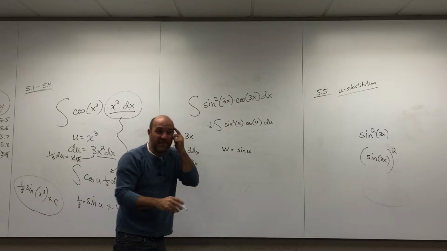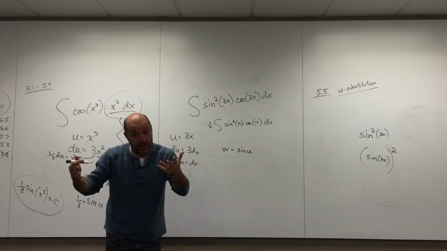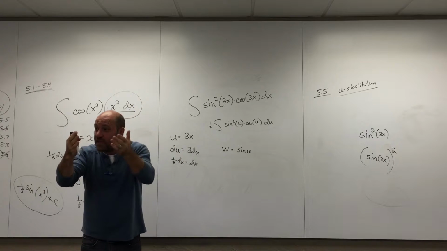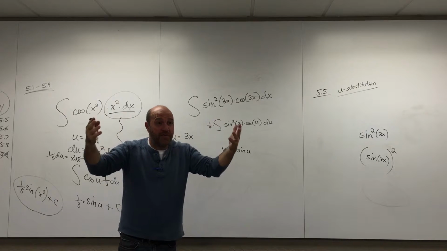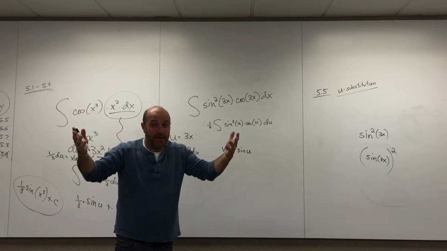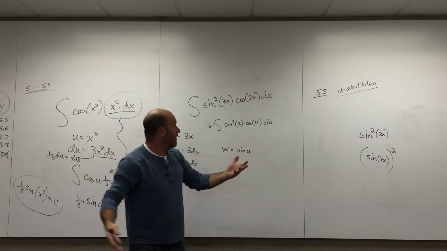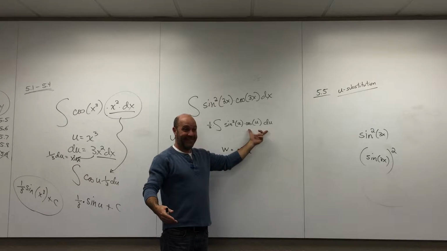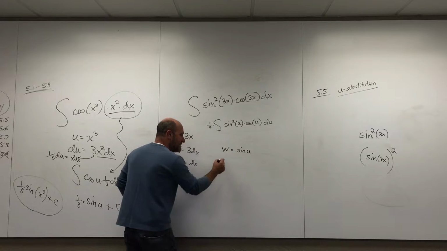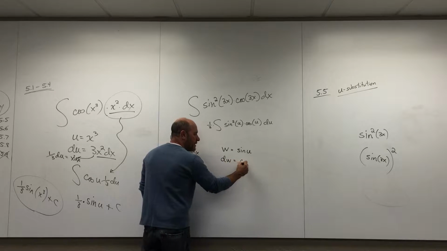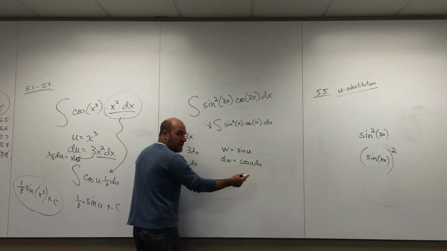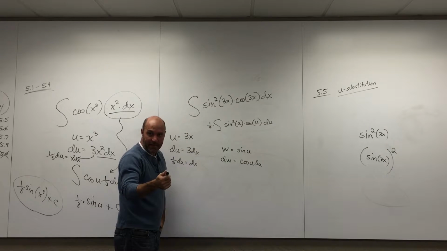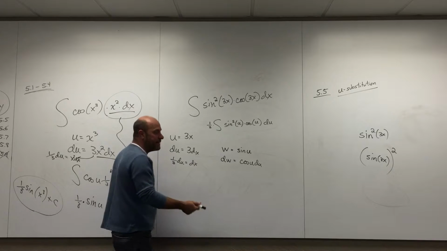What helps too is if I think of the derivative. Whenever you decide you want to let U or W be something, think ahead. Think about the derivative. What's the derivative of sine? Cosine. Well, isn't that cool? I needed that. The derivative is the cosine of U du. I'm happy. You're supposed to be happy.